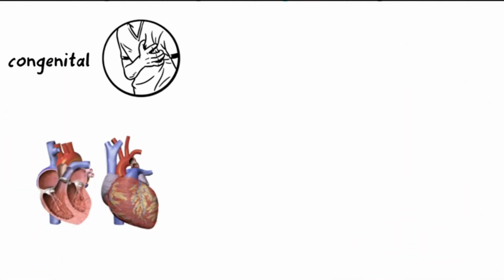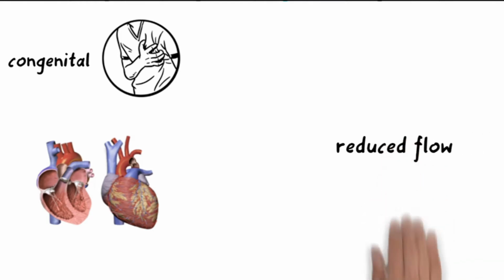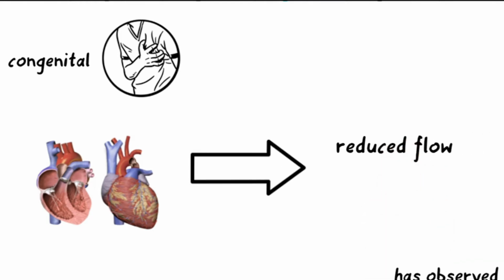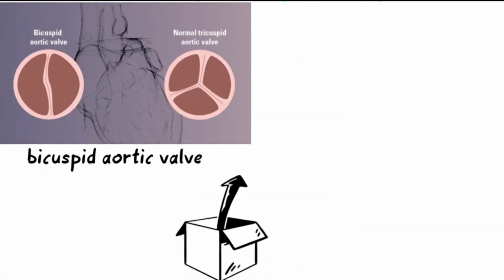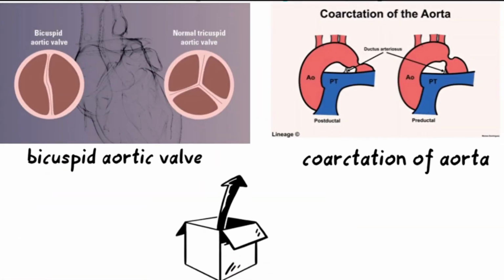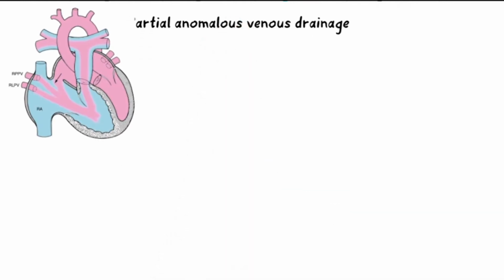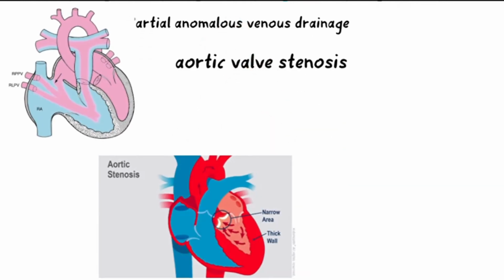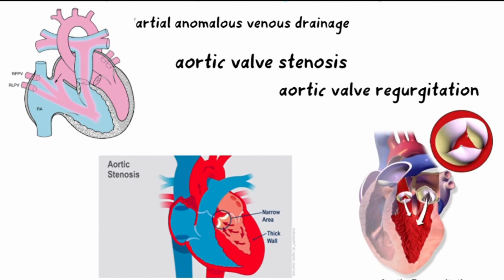Congenital heart disease. Congenital obstructive lesions of the left side of the heart, leading to reduced flow on this side of the heart, are observed. This includes bicuspid aortic valve and coarctation, narrowing, of the aorta. Other congenital cardiovascular malformations, such as partial anomalous venous drainage and aortic valve stenosis or aortic regurgitation, are also more common in Turner syndrome than in the general population.